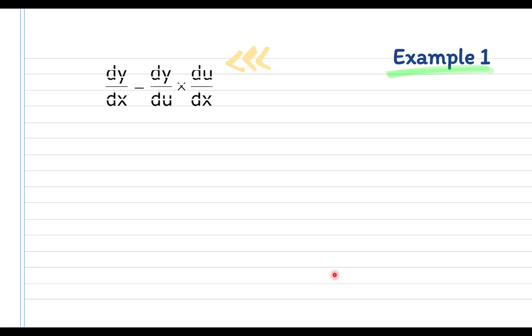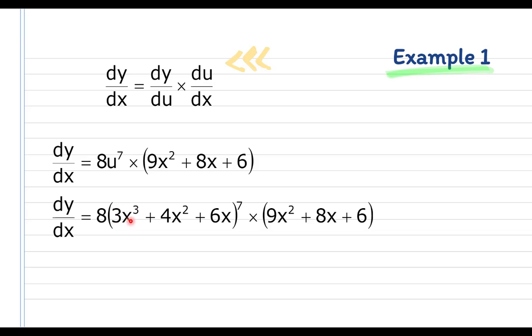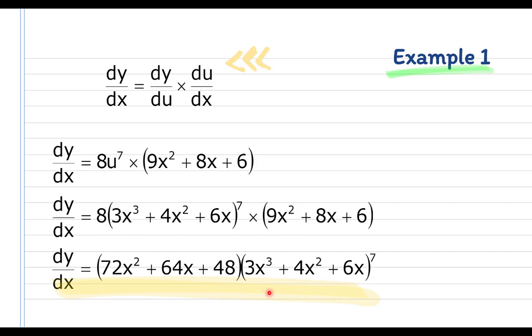Here, dy/dx will be dy/du times du/dx. So we copy dy/du is 8u to the power of 7, and du/dx is 9x squared plus 8x plus 6. After that, the next step is substitute u back. So we have 8, the original function of u to the power of 7, multiplied with 9x squared plus 8x plus 6. Since it is the 7th power, you cannot multiply it by 8, but 8 can come in here, so we have it like this. This is the end result and the answer of the derivation at example 1.